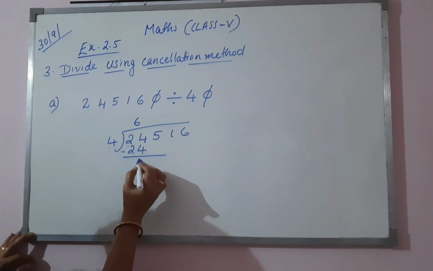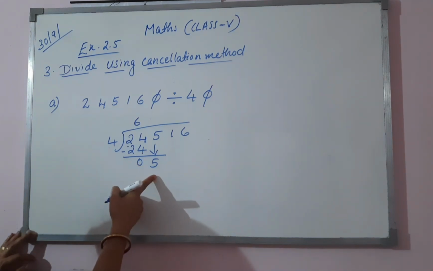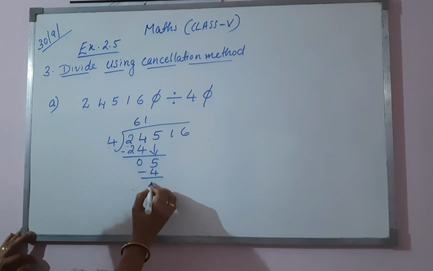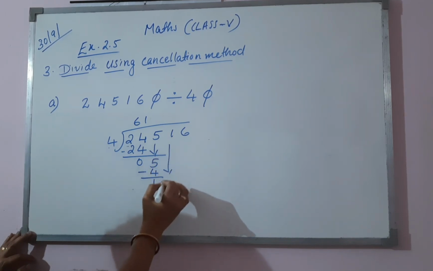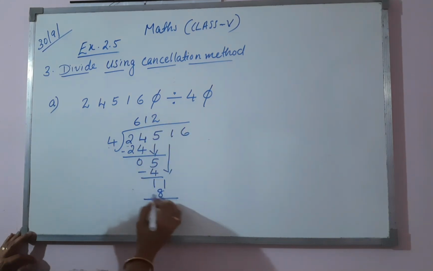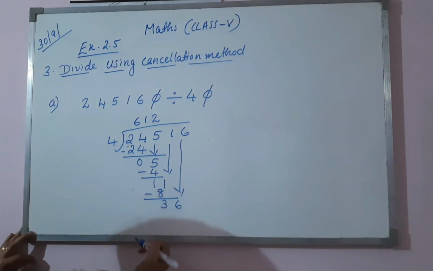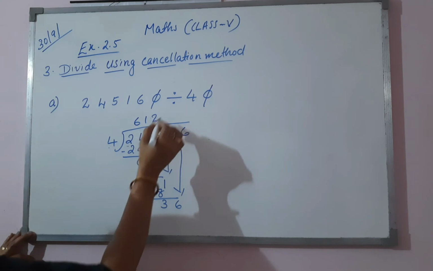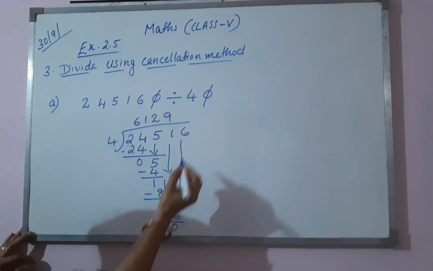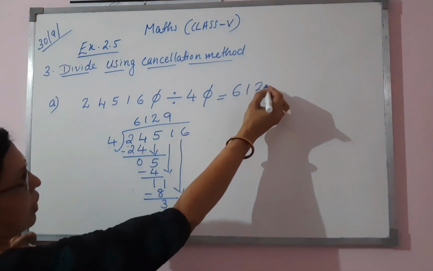After subtracting you will get 0 here. So you should bring down 5. Now again 4 1s are 4. 5 minus 4 is equal to 1. Bring down 1, 11. 4 2s are 8. 11 minus 8 is 3. Now 6, bring down. Now 4 how many times? 9 times. That is 36. Remainder is 0. So the answer is 6,129.